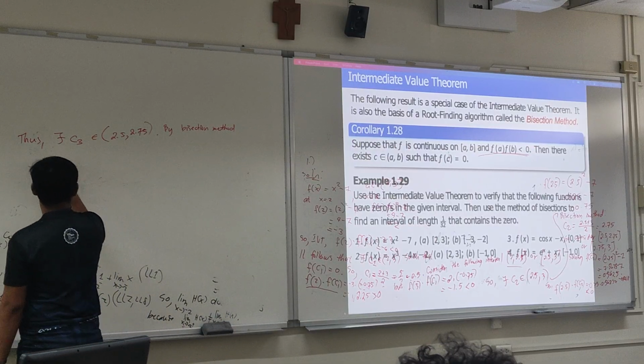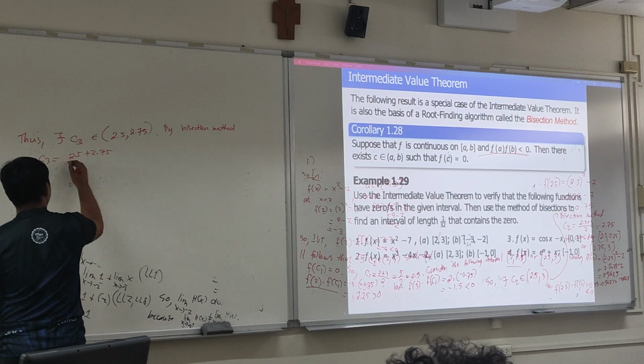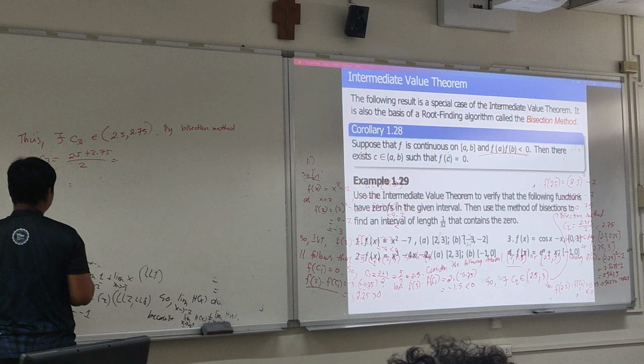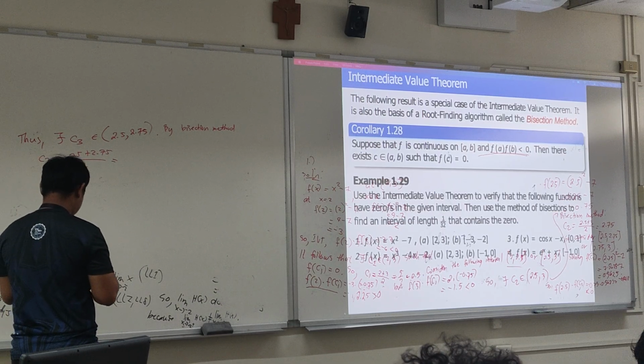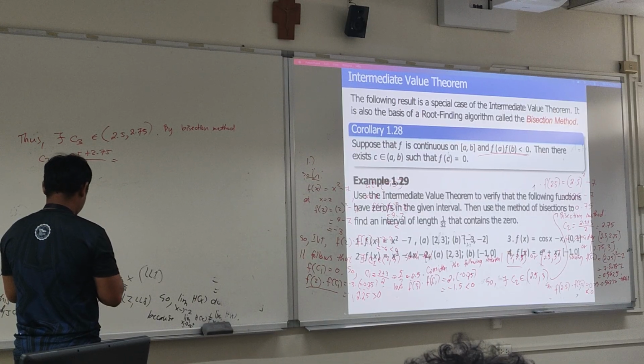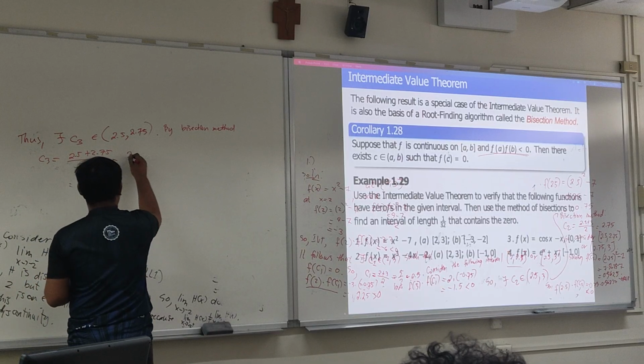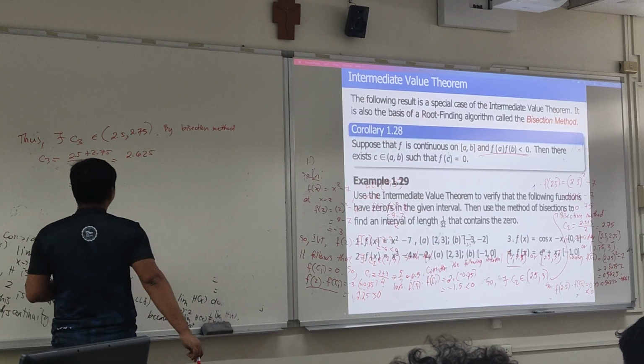What is this C3? 2.5 plus 2.75 divided by 2. That is just 1. We have to do this 5 times. We have to divide by 2, that is 2.65.